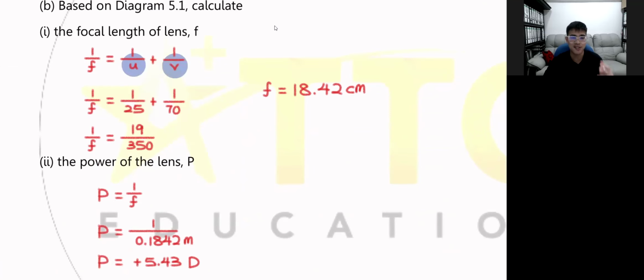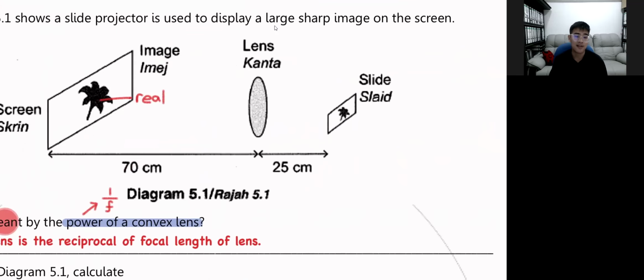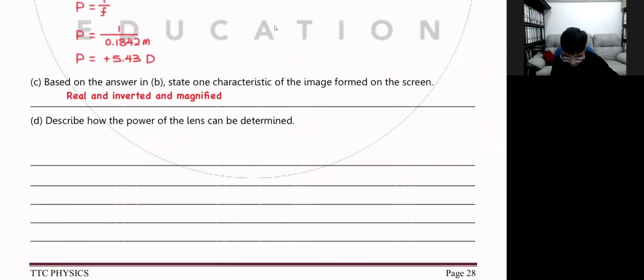How do you get the object distance and the image distance? Don't tell me you look at the diagram. Let's say you don't have this diagram, in real life, how do you determine the object distance and the image distance? You have to carry out this experiment, right? So you have to carry out this experiment.